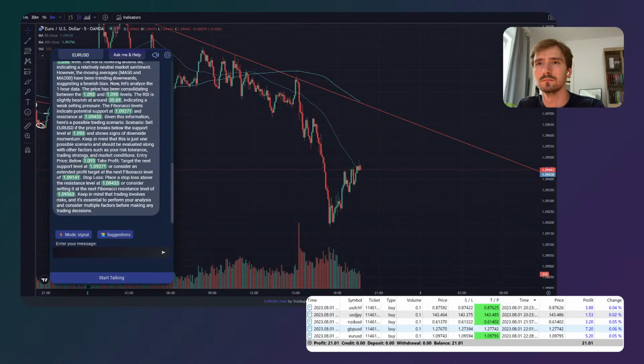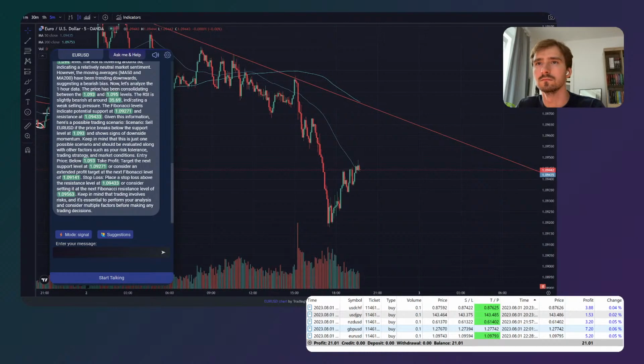Sell EURUSD if the price breaks below the support level at 1.093. And I like this idea. So that would be around here. As you can see, there's been some bounce off around this area. So we would go for sell from somewhere over here.